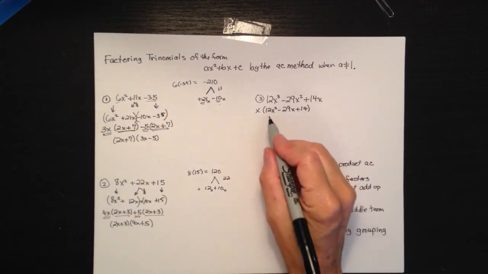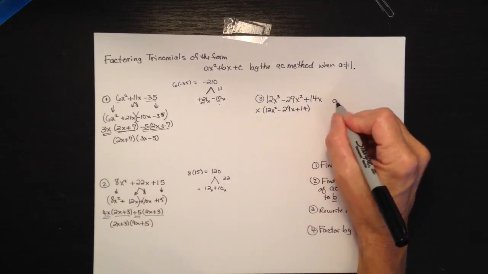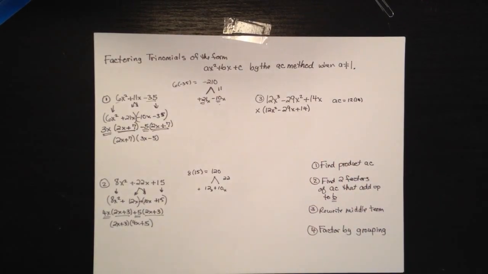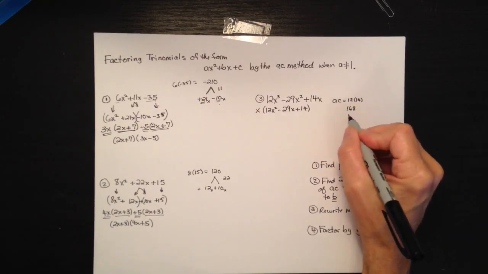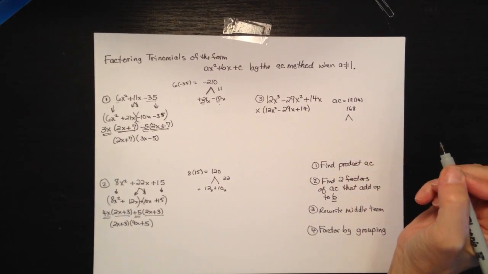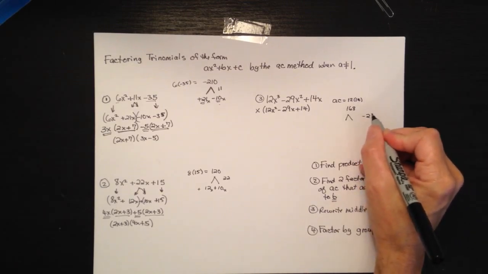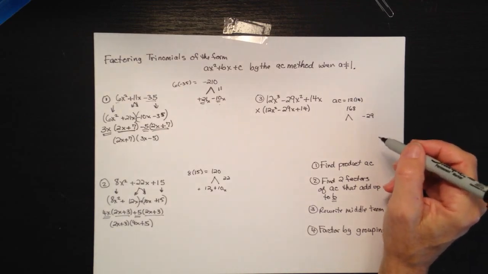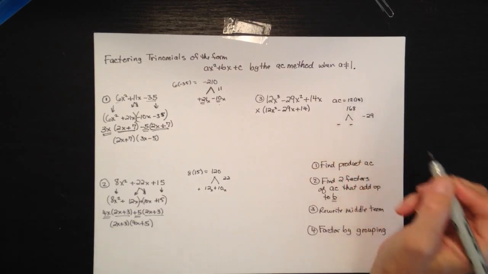Now I'm going to use the AC method to factor this portion right here in the parentheses. A is 12, B is negative 29, C is 14. So A times C will equal 12 times 14, and 12 times 14 is equal to 168. I want to find 2 factors of 168 that multiply to 168 and that add up to be B, which is negative 29. In this situation, I need to multiply 2 things together that make a positive, but when they add, they have to make a negative. The only way that can happen is to multiply a negative times a negative.